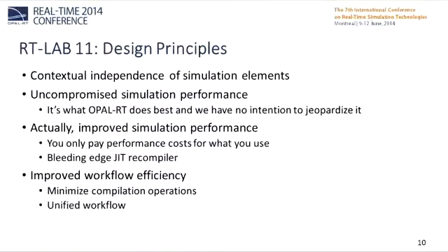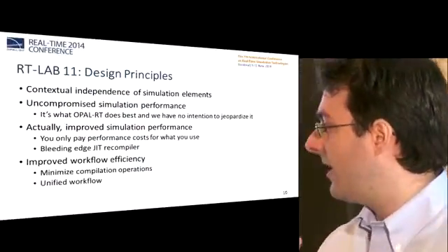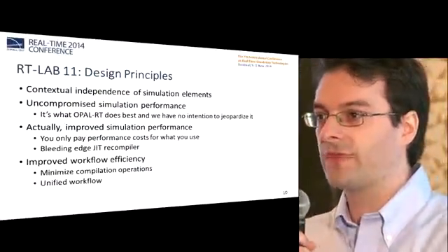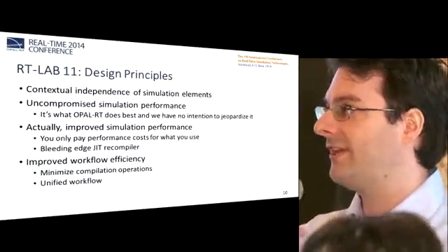On top of this, without getting too technical, we are integrating bleeding edge software technologies that have been in development within the software industry, most specifically a JIT recompiler. Basically, this means that the simulator is capable of rebuilding itself on the fly to suit its current needs. And this is actually giving us great performance. Finally, we're also improving workflow efficiency. The big thing we're doing here is that we want to minimize compilation operations. So for those of you who have very large models, in some extreme cases, compilations can take up to, how much?